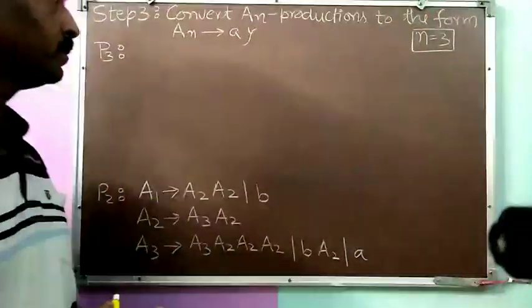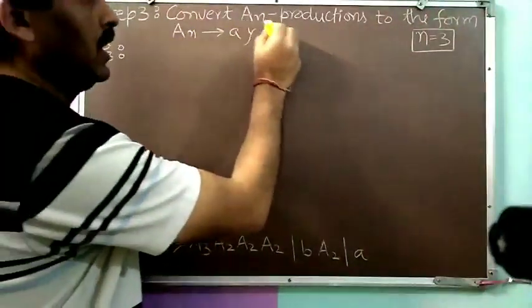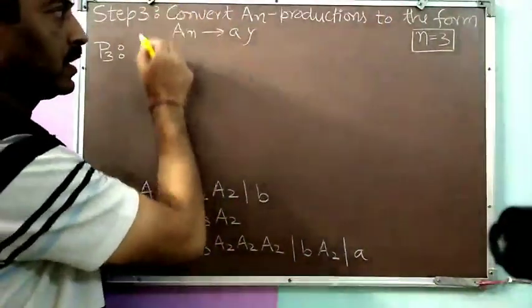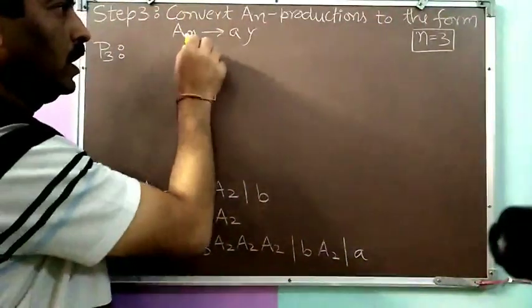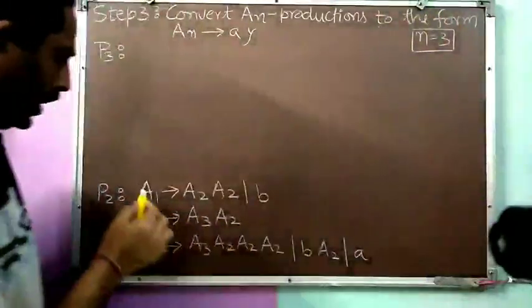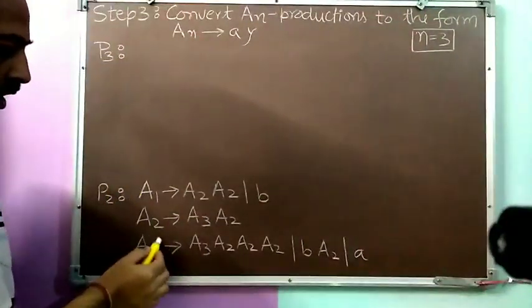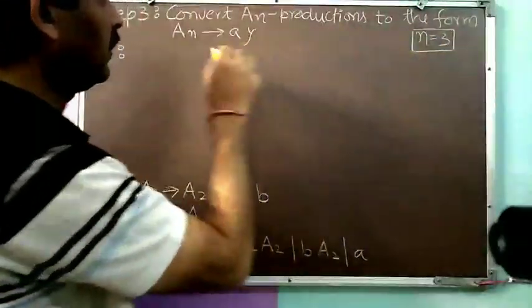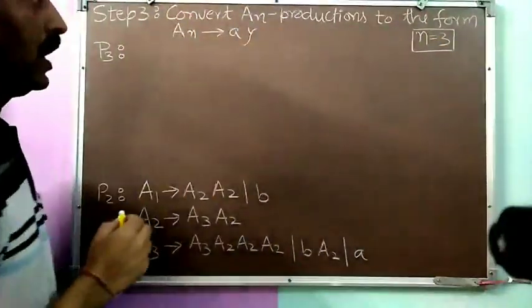Now in step 3, we have to convert the An productions to the form An to A gamma. That is the required form for the GNF. Here the value of n is equal to 3 because we have only 3 variables A1, A2 and A3. So the value of n for us is 3. For A3, we have to convert it to the form A gamma.